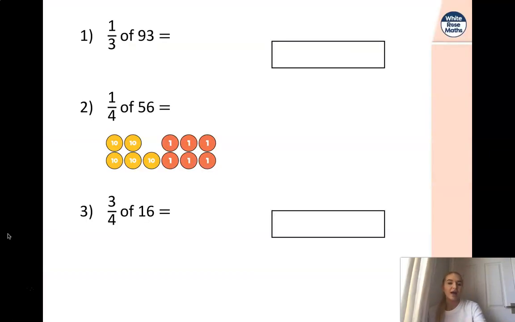Okay then, can you get ready for today's learning by answering these questions, please? Pause the video, have a go. Okay, so 1/3 of 93, we know that our denominator is 3. We are splitting our bar model into 3. Our whole is worth 93, and we could use a variety of methods such as base 10 or place value counters to work out that 1/3 is 31.